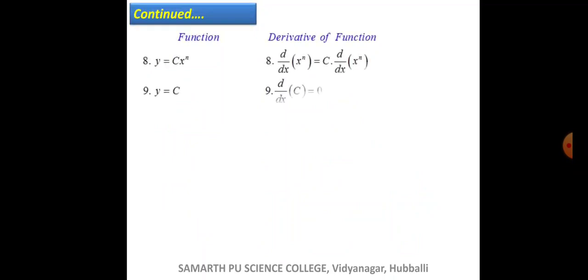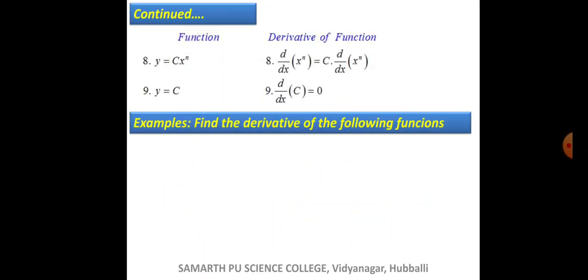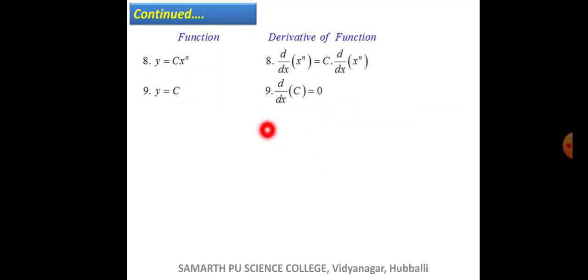We know that the derivative of a constant function is always 0. Any constant number, if y equal to 3, the derivative of this function is 0, because 3 is also a function, that is a constant function.